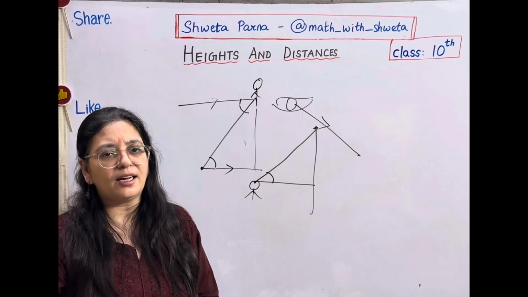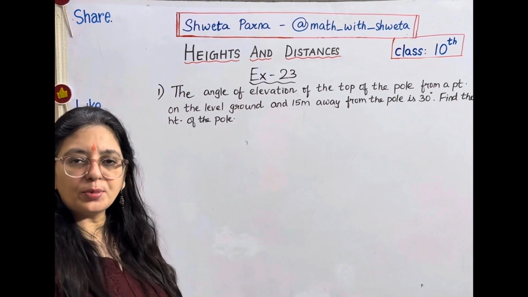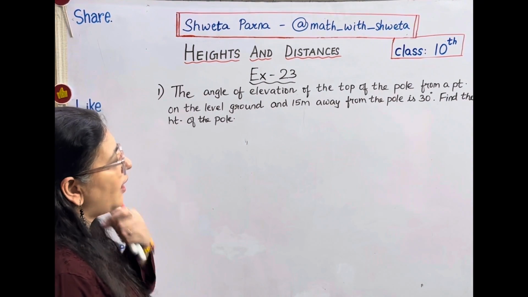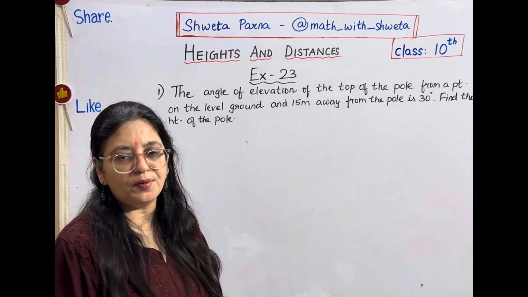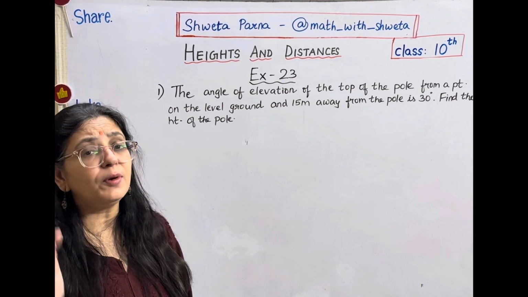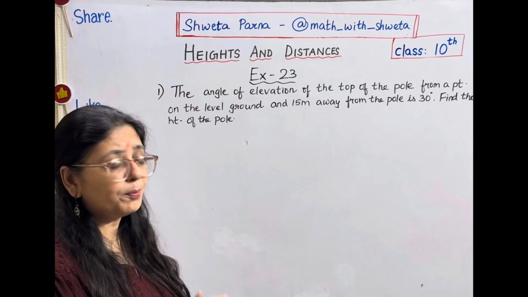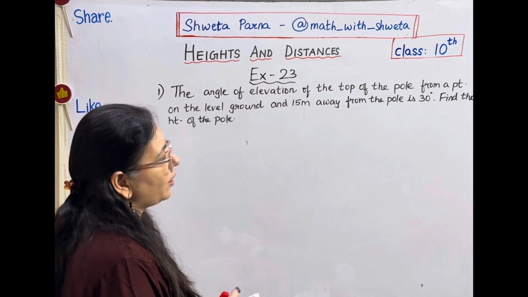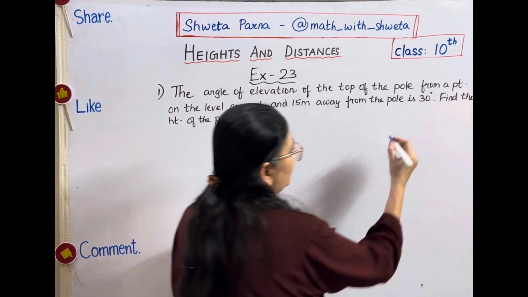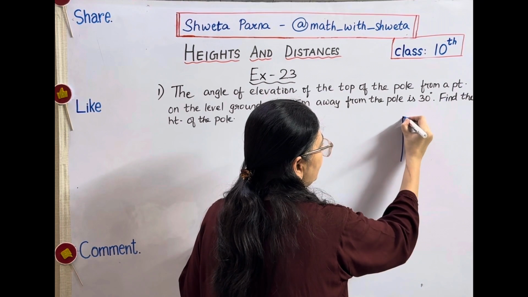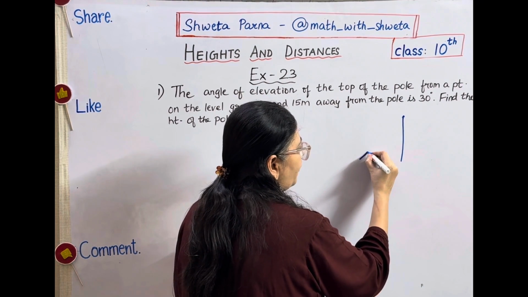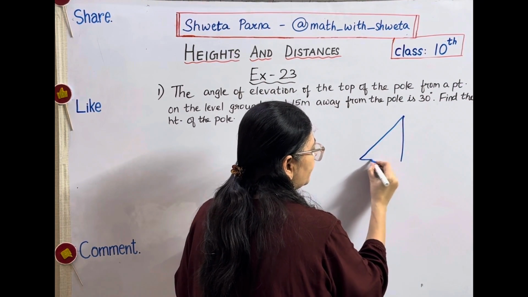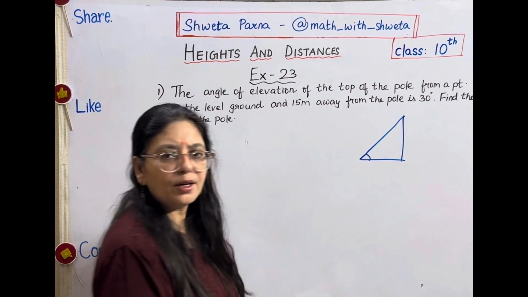Okay, come on, let's start with the exercise. Let's start exercise 23. The first question, the angle of elevation of a top of a pole. Now first thing children, you will have to draw the diagram. That is important, drawing of a diagram. Say this is a pole. This is the top of the pole. So angle of elevation would be like this. Correct? This is the angle of elevation.